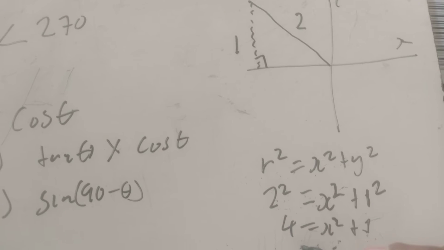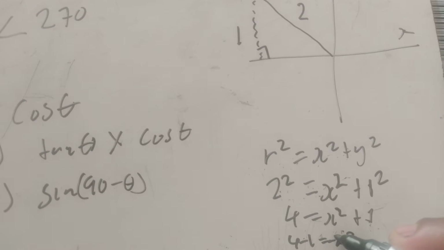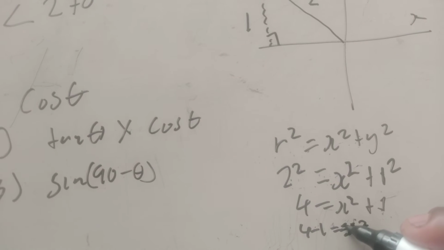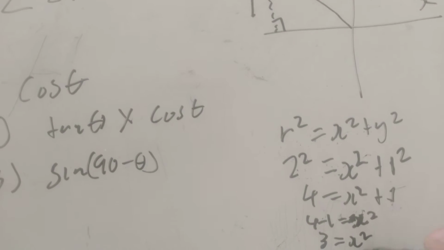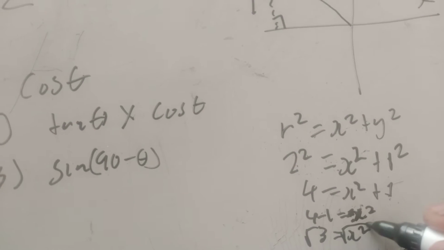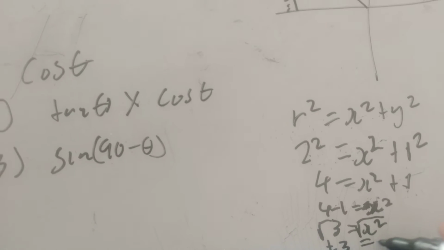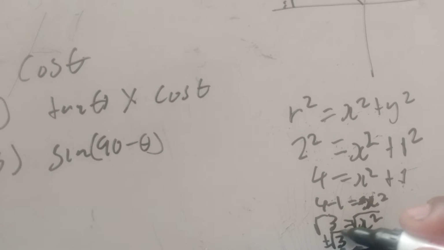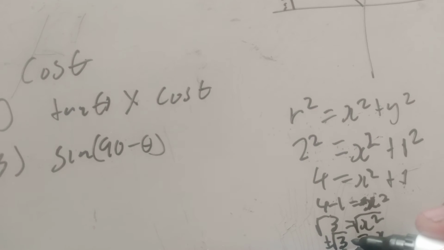Take this to the other side. It means 4 minus 1 is equal to x squared. And then it means 3 is equal to x squared. So for us to get rid of the square, we have to square root both sides. So when we square root both sides, our answer is plus or minus root 3. It's not just root 3, it's plus or minus, because every time we square root something, there's a plus and minus.